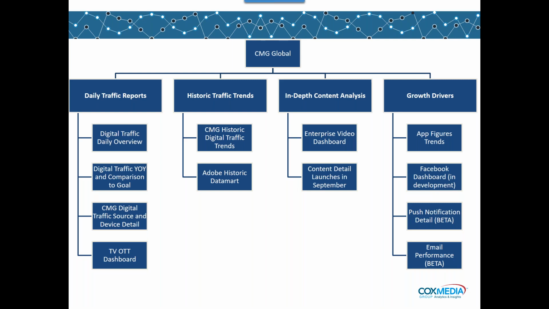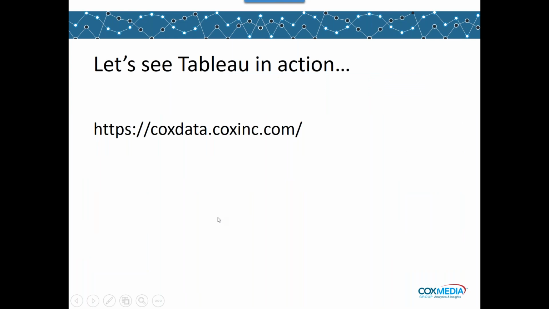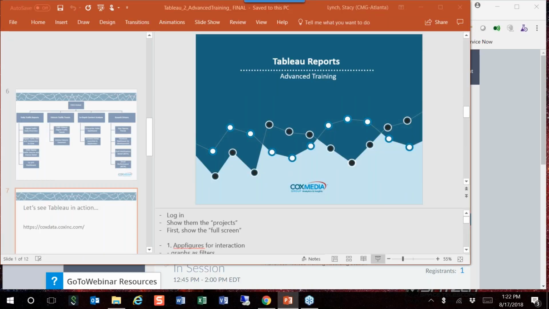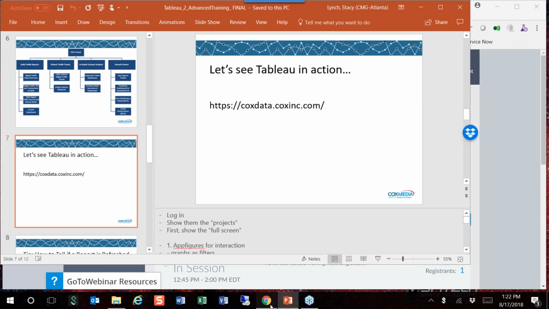These are grouped together because if you're going to drive traffic to your websites or your apps, these are the levers that you have available to you, and these can be helpful to understand the general direction. So this is what's in CMG Global. Let's actually take a look at Tableau in action. So this is the website that we're going to go to.